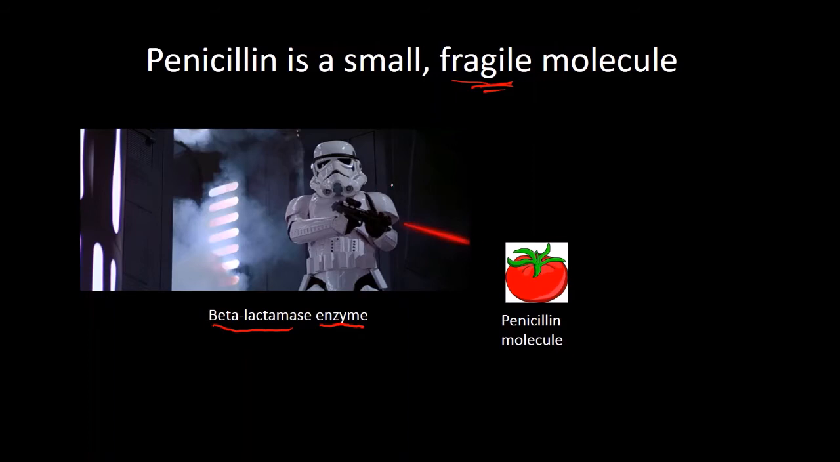So this one Stormtrooper might say, there's a penicillin molecule, zap, got it, dead. There's another one, zap, got it, dead. These Stormtroopers have good aim. They are able to find their target specifically and destroy it rapidly.